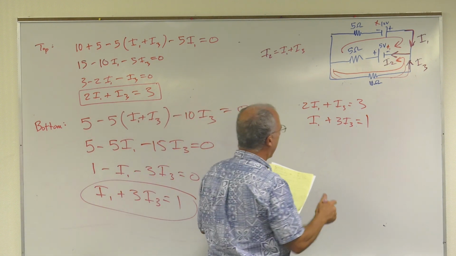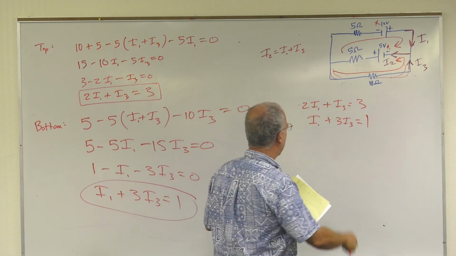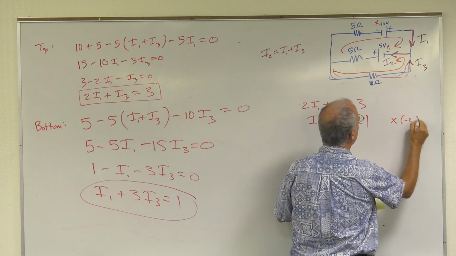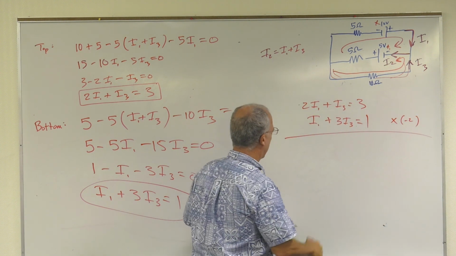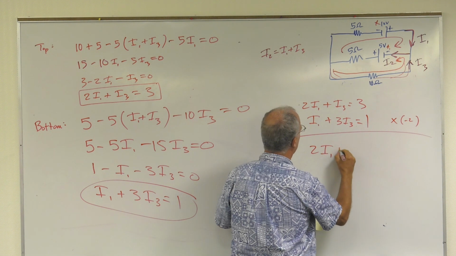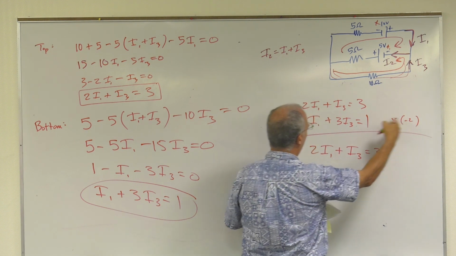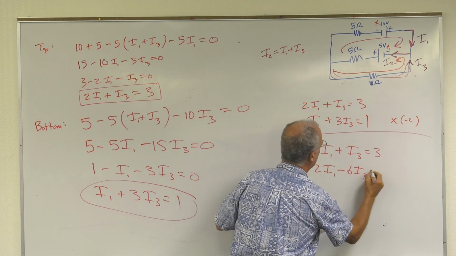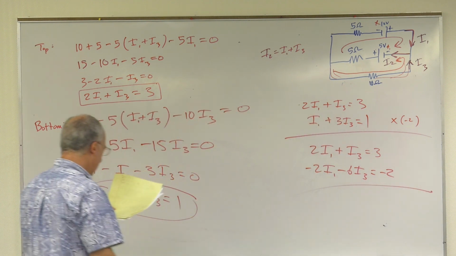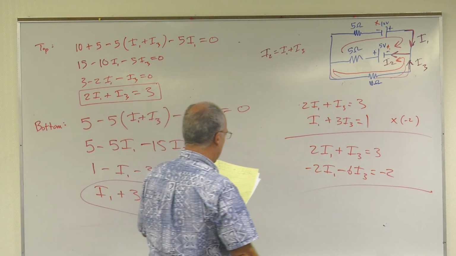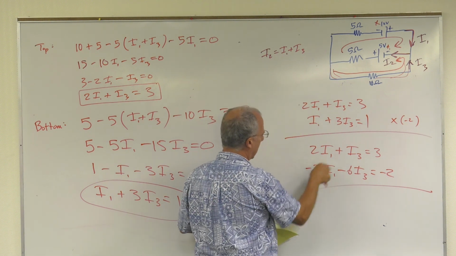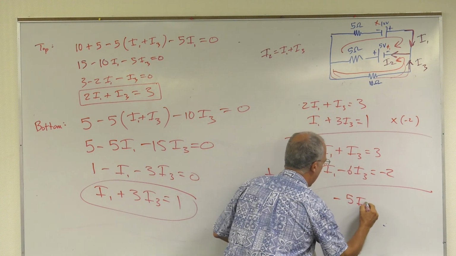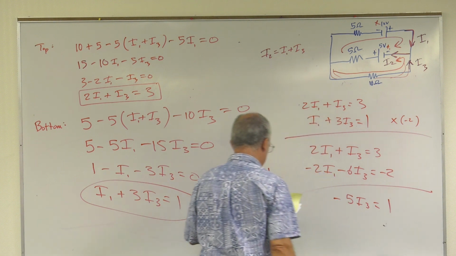Okay, so the way I do it, I don't remember what you call it, but I'm going to multiply this second equation by negative 2. I'm going to just keep writing it over. It's a waste of time, but it's okay. So copy my first one. Okay, multiply the whole thing by negative 2. So negative 2I1 minus 6I3 equals negative 2. All right? Okay, now you add. So that kills that. That becomes minus 5I3. That becomes 1.